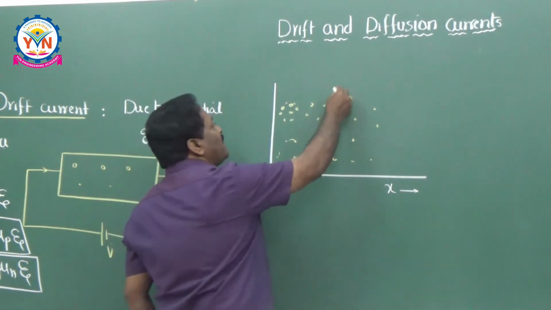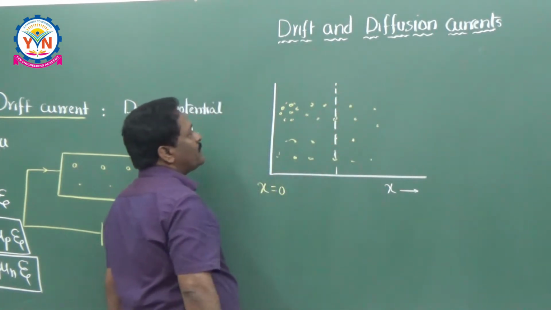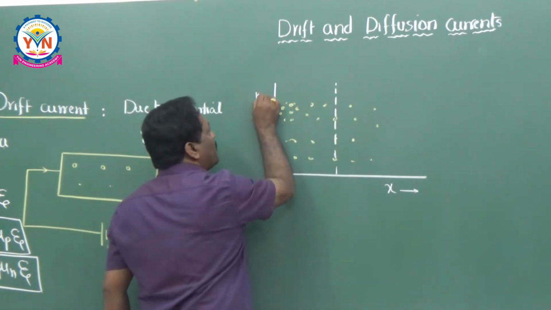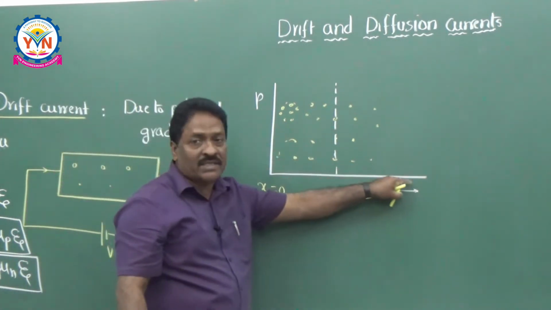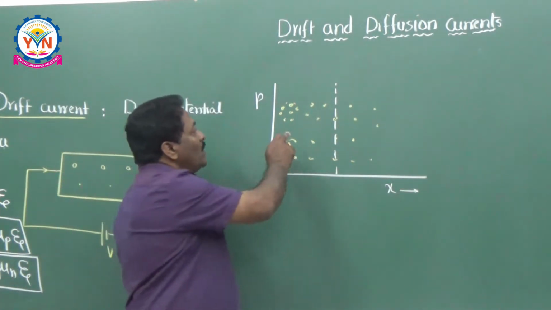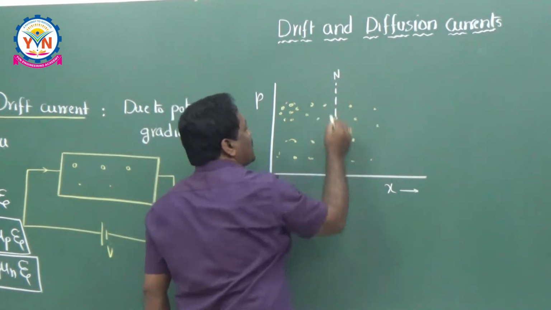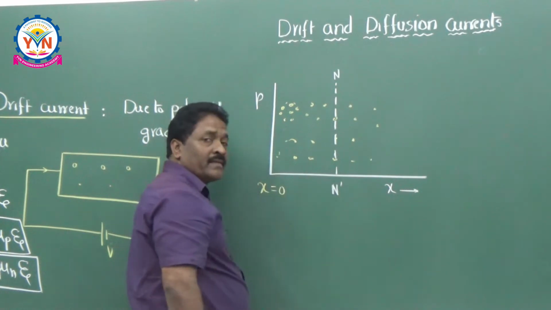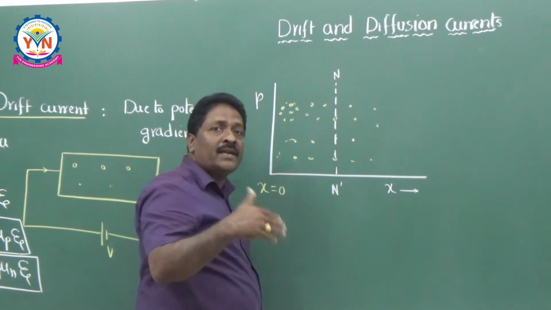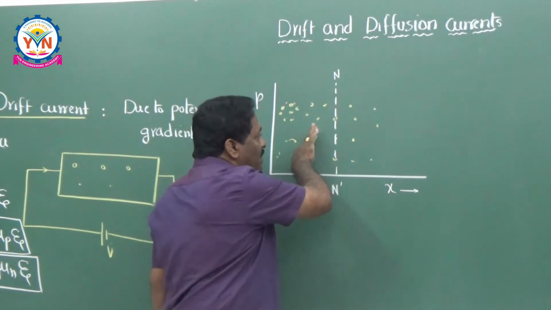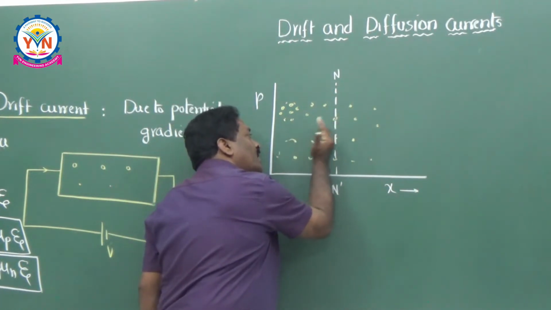Let us take an imaginary surface, and let the hole concentration be p. So this graph tells the variation of holes with respect to distance x. Now if you take an imaginary line n and n dash like this, observe the concentration of the holes. Immediately you can say the concentration is not uniform. It always has different values on this side and on that side.